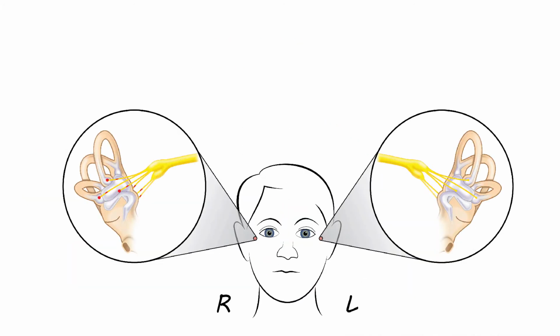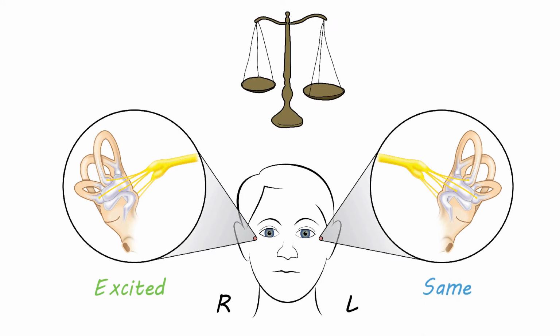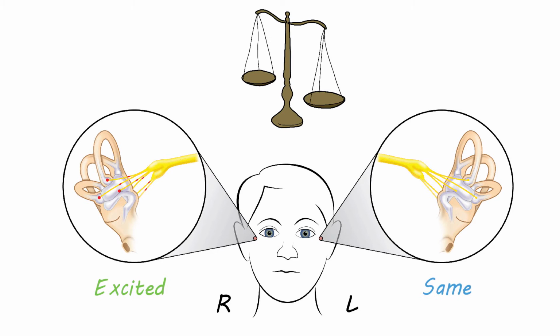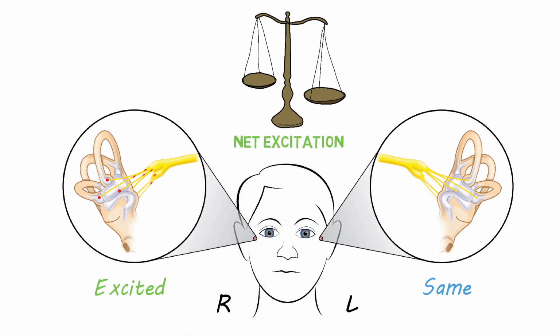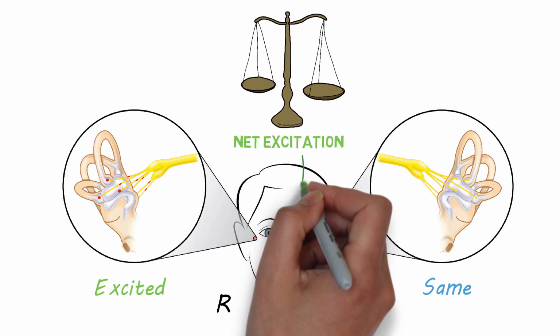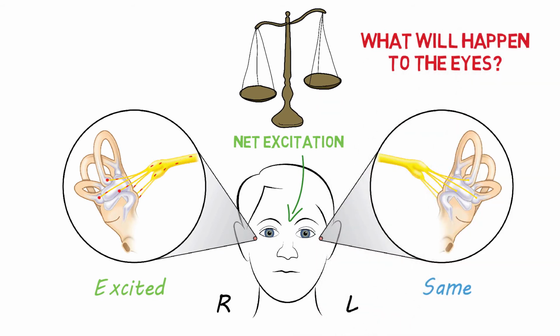Imagine this time that the head stays fixed in place and the semicircular canals on one side of the head, the right side, become activated on their own, in the absence of head turning. The right side becomes excited, while the left side stays the same. Remember I said that all that matters is the relative difference between the two sides. If the right side is activated, while the left side remains the same, there is a net excitation on the right side, and a signal is sent to the eyes that the head is turning, when in fact it is not. What will happen to the eyes?